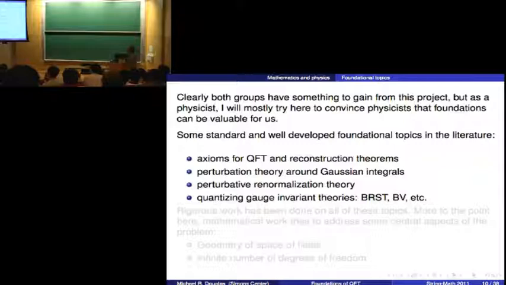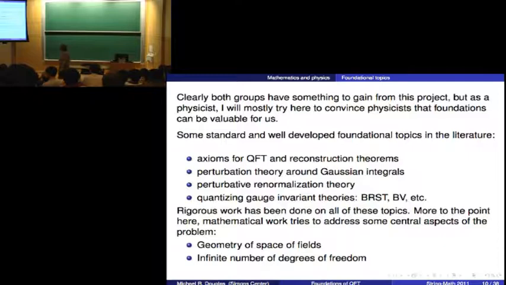There are axiomatic statements saying what we mean by a quantum field theory, what properties it really should have to be counted as a quantum field theory. That's really foundational. There's a huge amount of structure in respecting symmetries, gauge invariance, more subtle aspects of the theory. And these are all foundational. And it's no coincidence that there has been rigorous work done on all of these topics. And so there are other foundational topics which I'll get to.